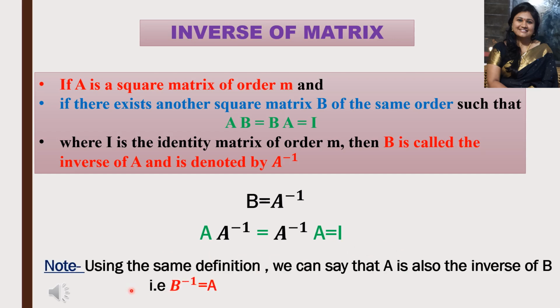Now one important note: using the same definition we can say that A is also the inverse of B. This definition says B is the inverse of A. Similarly, A is also the inverse of B, and from that we write B inverse is equal to A. So this is your inverse of a matrix.